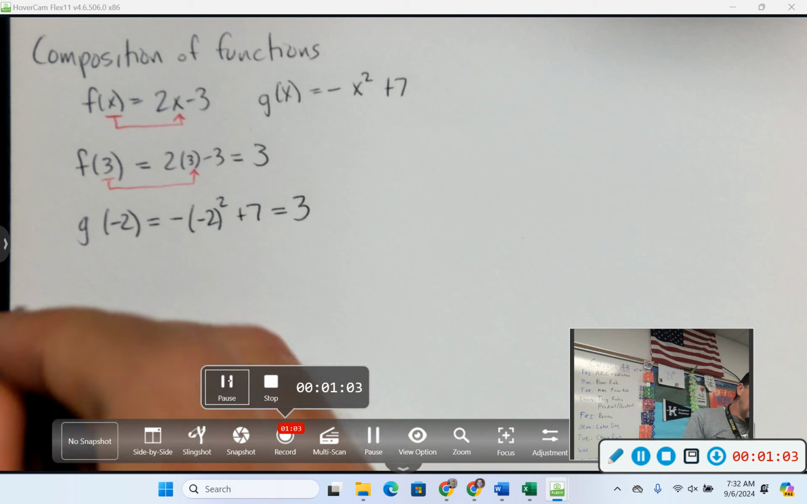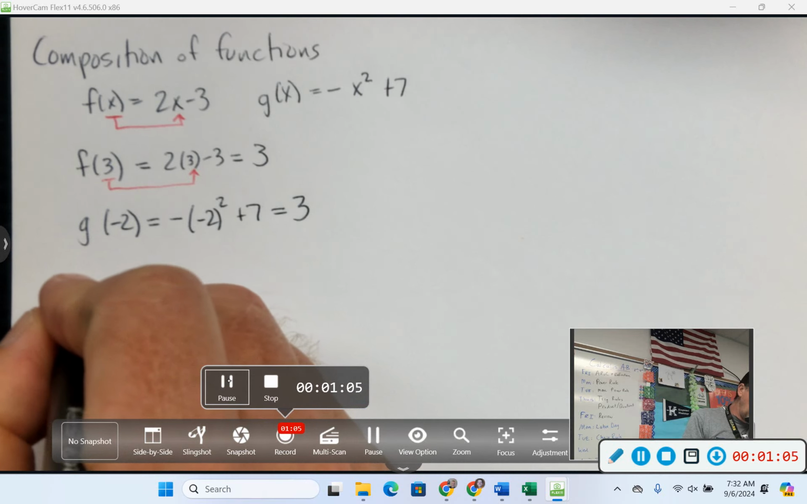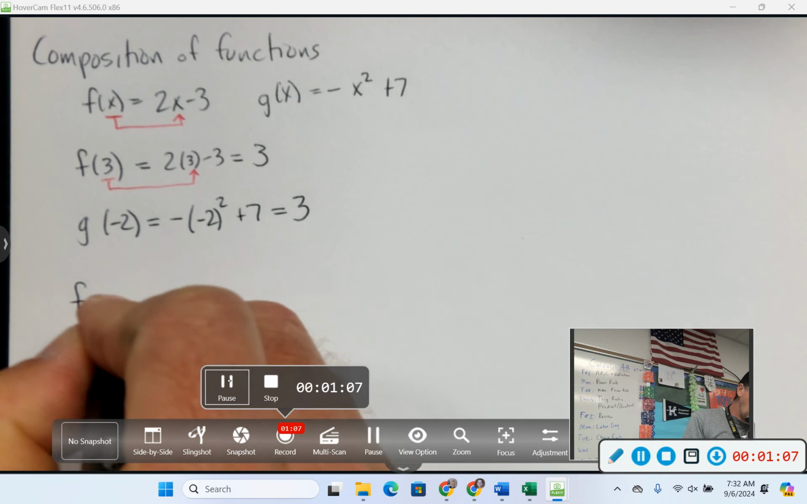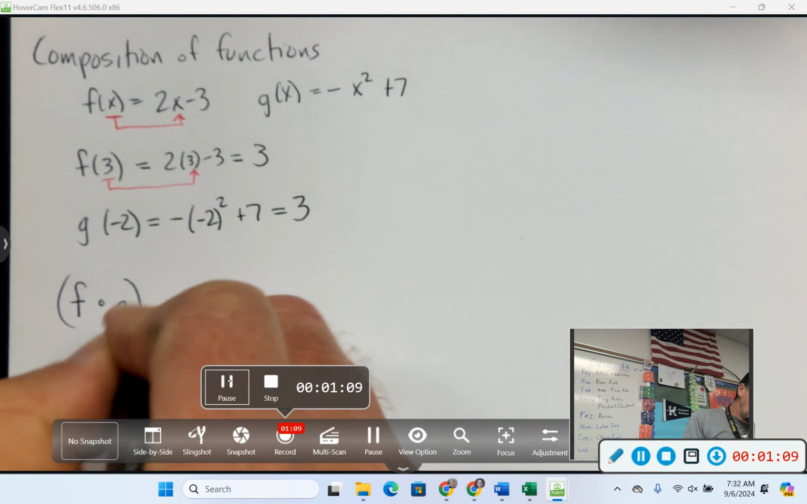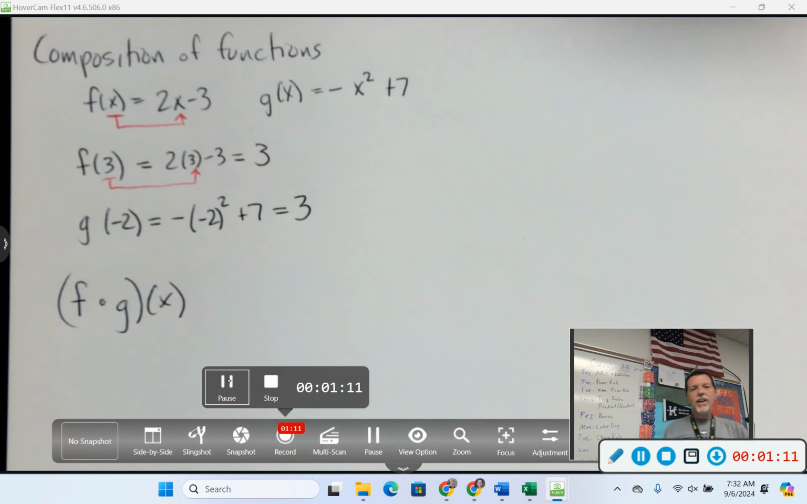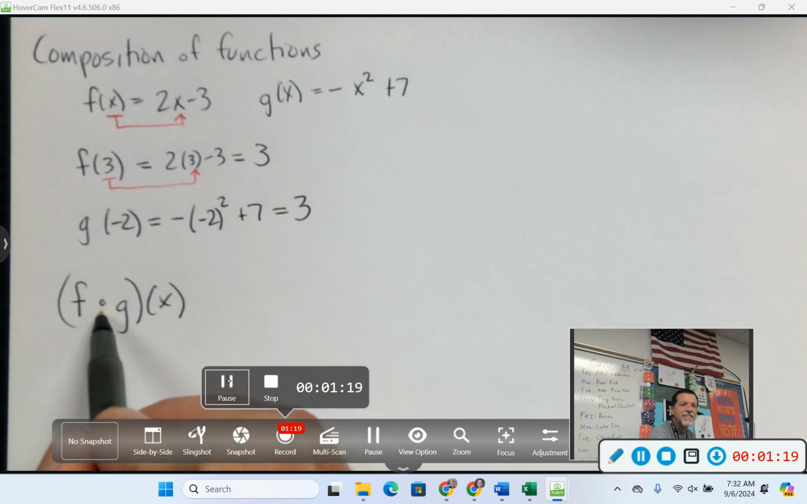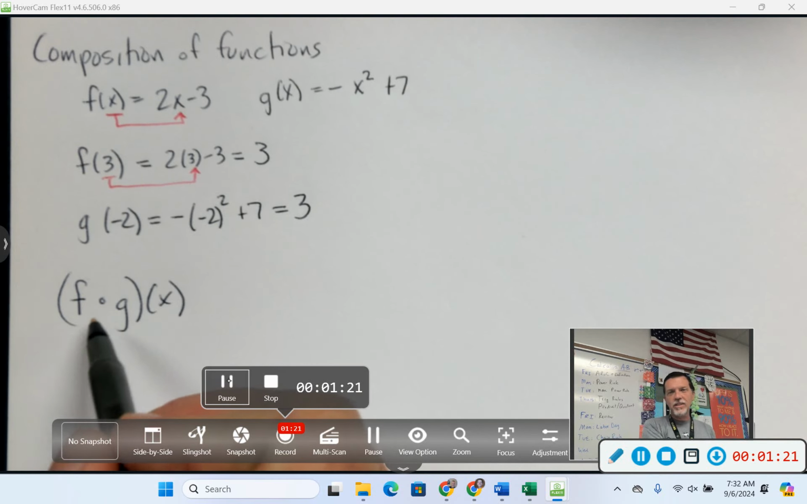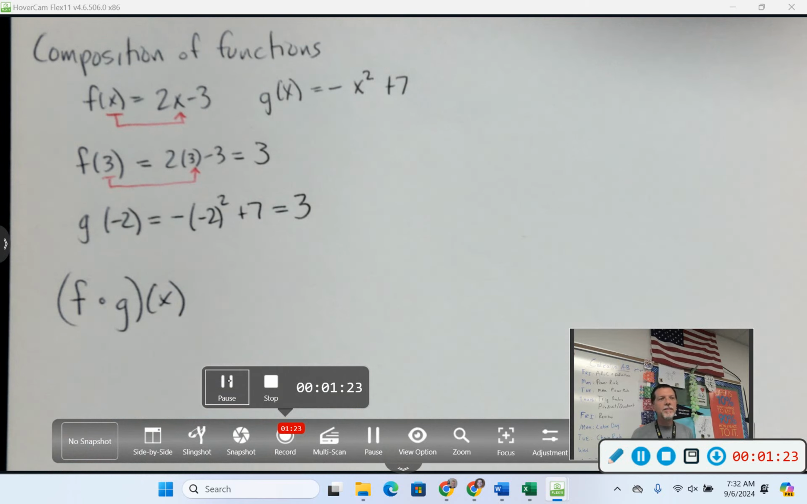What we're going to do today is something that you might not have seen before. f circle g of x. It's not times. Be careful. I should have been a little more careful with that circle. That is not a dot. That is an open circle.